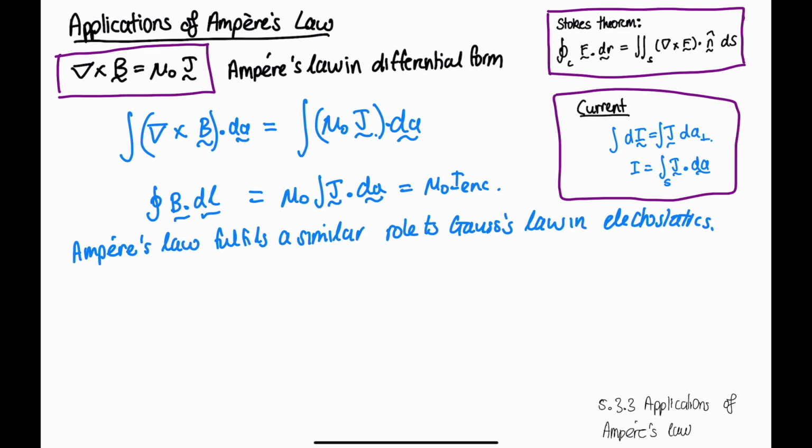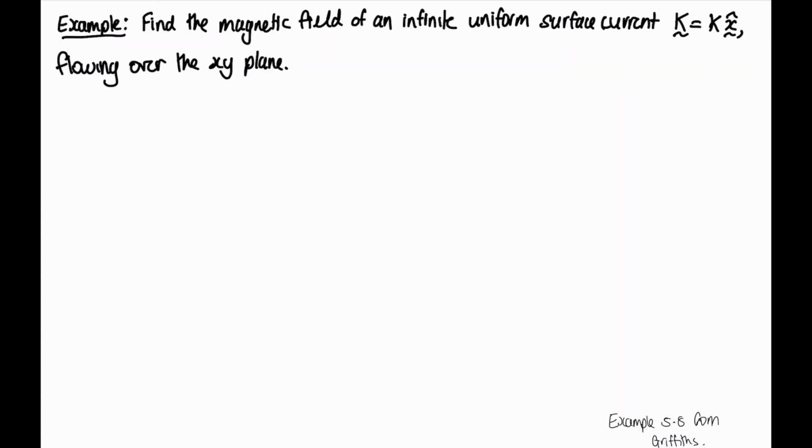So we'll have a look at a couple of the examples now of where we can use this, but I do expect you to be familiar with a lot of examples from Physics 1B as well. So in this problem, we're asked to find the magnetic field of an infinite uniform surface current described by K equals K x hat. So it's got the same magnitude everywhere and it's going in the x direction, flowing over the xy plane.